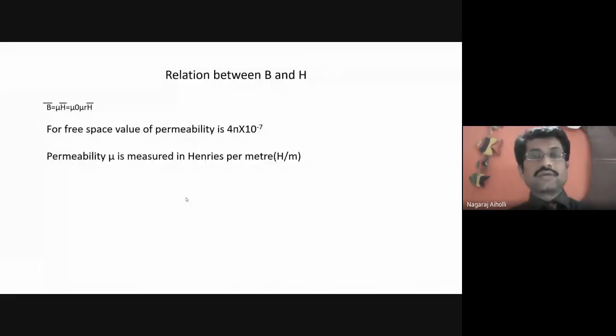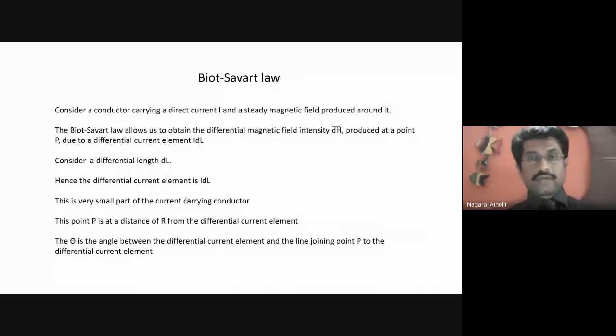Now, if we want to define the permeability, how to define it? Permeability is the ability of the current conductor to produce the flux lines surrounding the conductor. This is what is called the permeability.